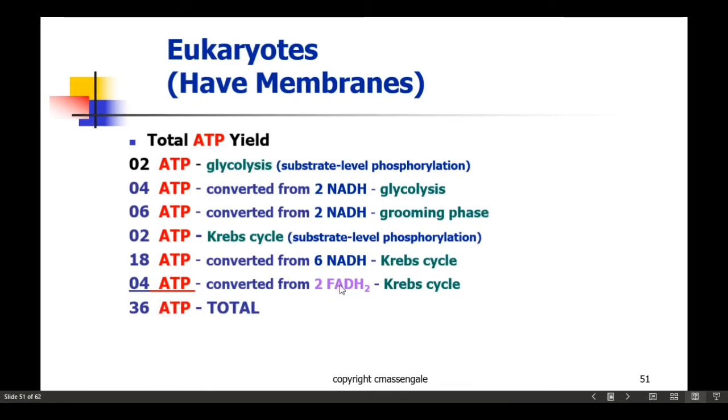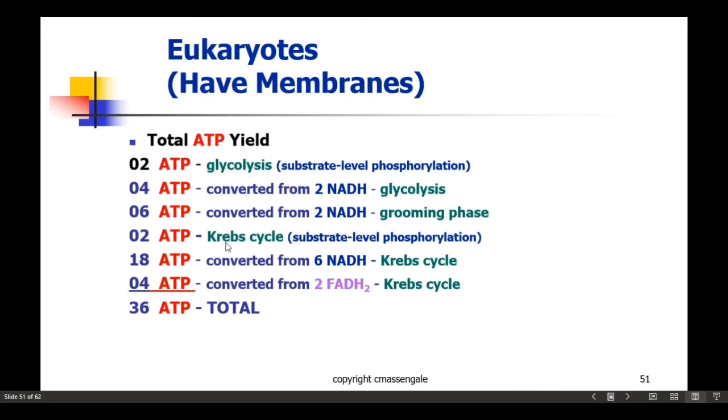So again, from the Krebs cycle, we have 2 FADH2 that are going to be used in the electron transport chain. And again, a molecule of FADH2 is equivalent to 2 molecules of ATP. Therefore, this is equivalent to 4 ATP molecules. From 6 NADH, a molecule of NADH is equivalent to 3 molecules of ATP. Therefore, it creates 18 molecules of ATP, specifically in the electron transport chain.